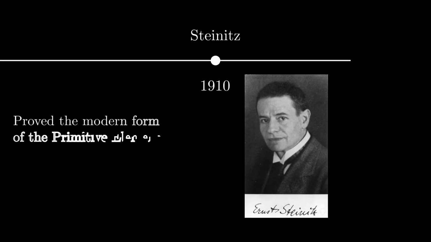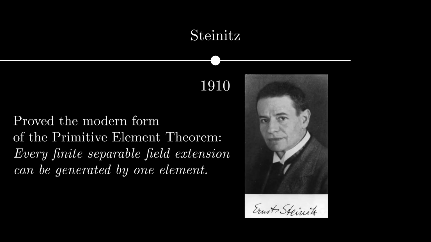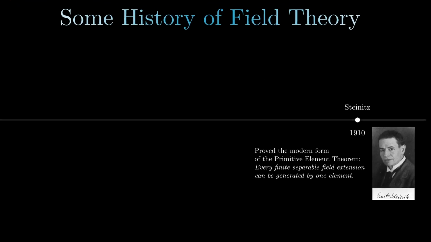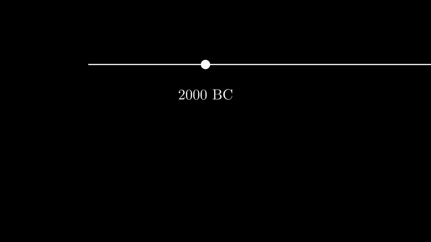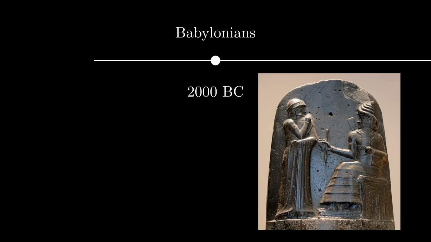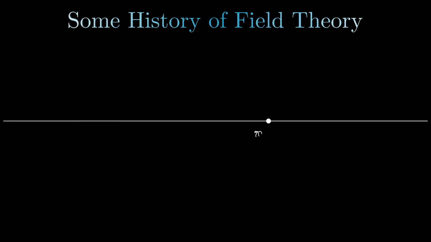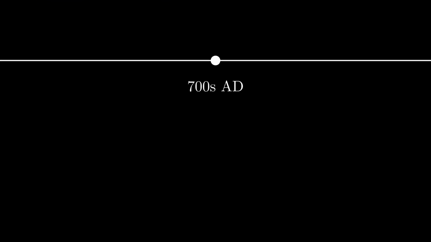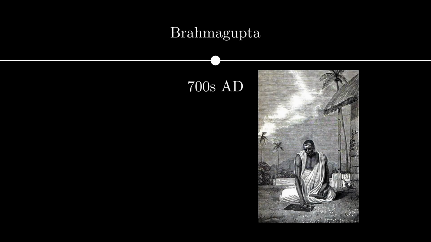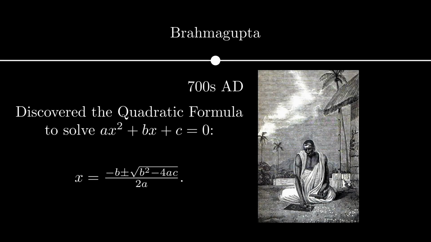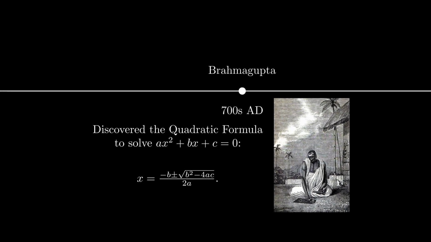Now, our story ends here in 1910 with Steinitz, who proved the modern form of the primitive element theorem. But the driver for field theory is the millennia-old problem of solving equations. As far back as 2000 BC, it's known that the Babylonians had a way to solve certain quadratic equations where the leading term was 1. Fast forward to the 700s AD, when Indian mathematician Brahmagupta discovered the quadratic formula for solving quadratic equations, but he had nothing to do with memorizing it to the tune of Pop Goes the Weasel.